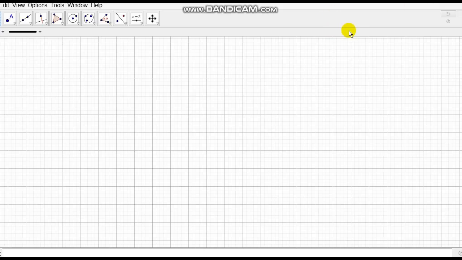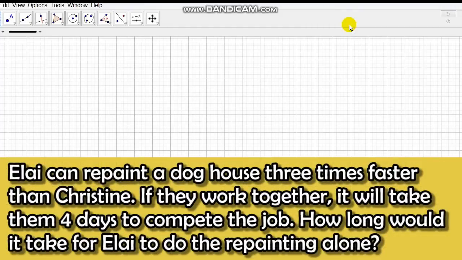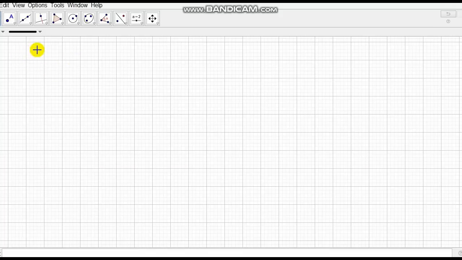Let's have our next example. This is our second problem. Ella can repaint a doghouse 3 times faster than Christine. If they work together, it will take them 4 days to complete the job. How long will it take for Ella to do the repainting alone? This is a work problem. Let us remember that in dealing with work problems, we have to know the rate of each person.